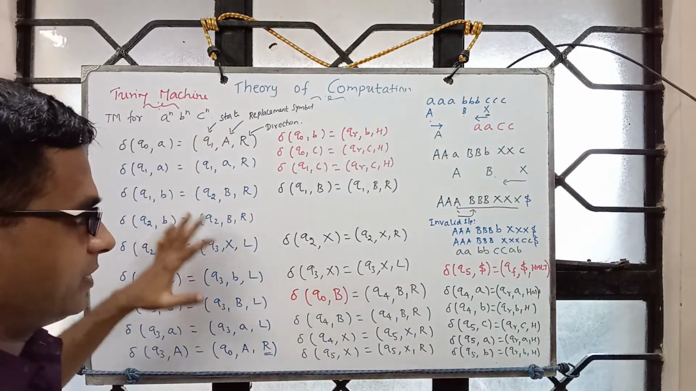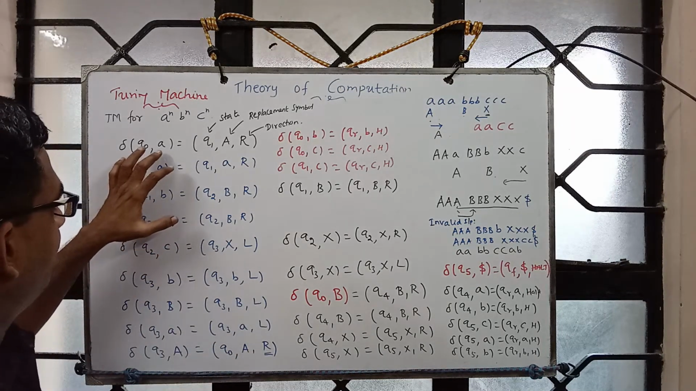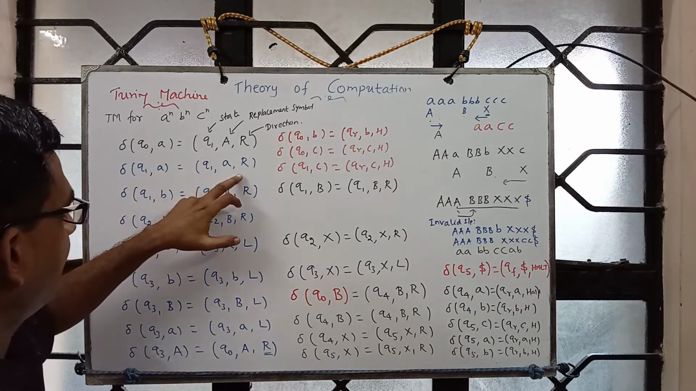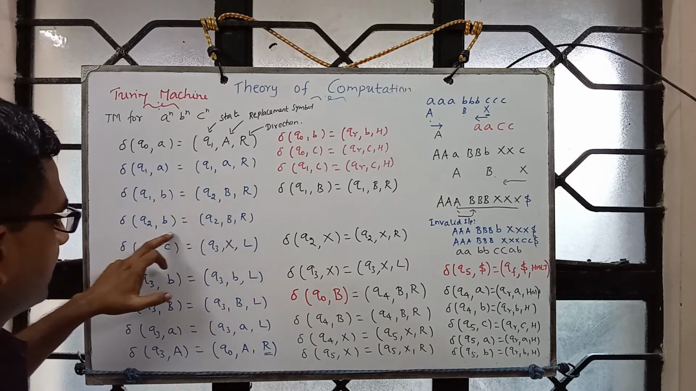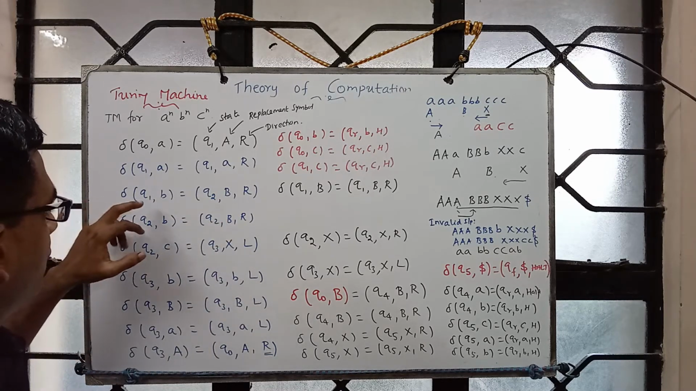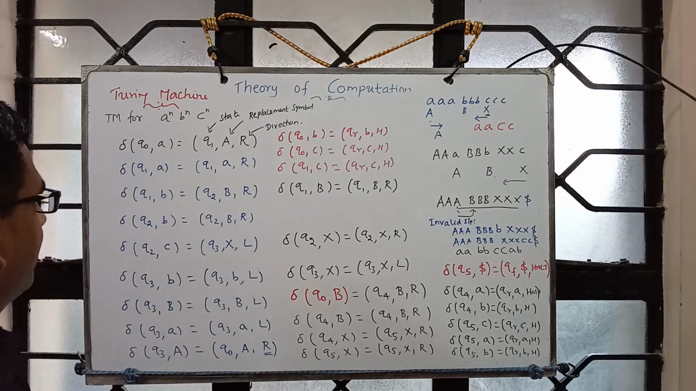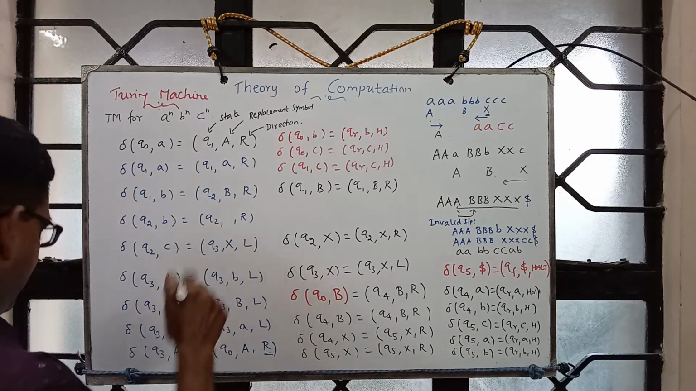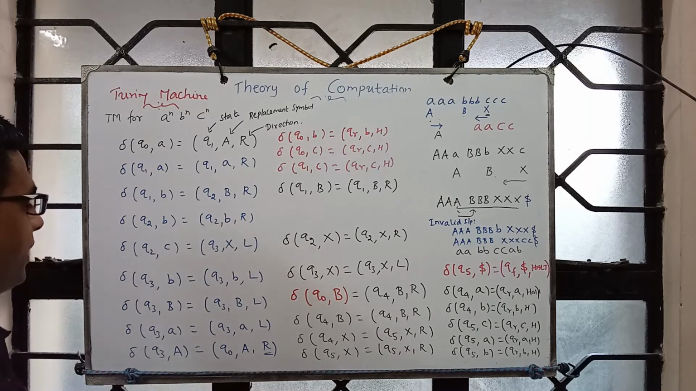So let me go through this design again. The logic is to flip the first A to capital A and scan the remaining A's, then flip the first B to capital B, scan the remaining B's. So this says you flip to capital B. This one is, I'm sorry, this has to be little b. Q2 comma B comma R.